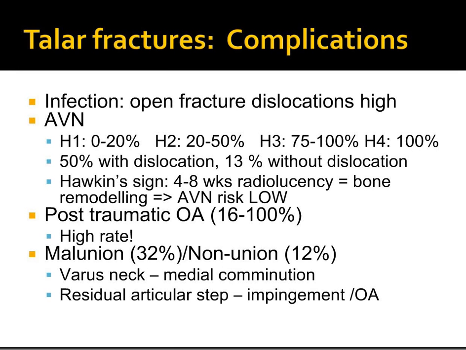You've described the Hawkins sign excellently. It's a sign that we look for at 4 to 8 weeks. Radiolucency does indicate bone remodeling, and therefore the AVN risk is low, so it's a good sign. Post-traumatic arthritis is unfortunately high. Malunion and non-union are also high. So I mentioned be aware of the various malalignments that it tends to go into, and the medial comminution.